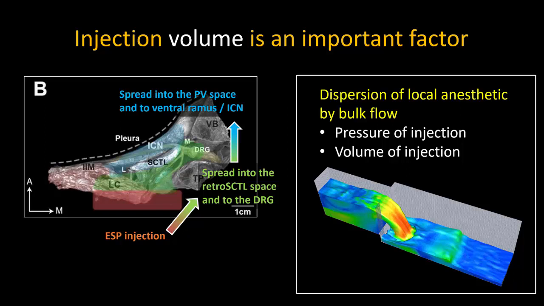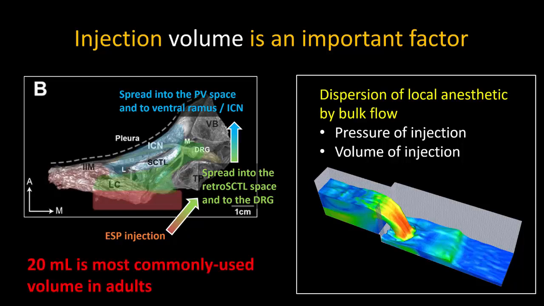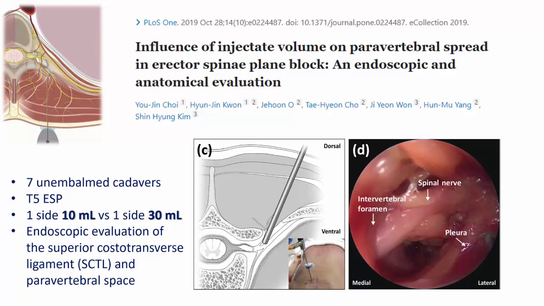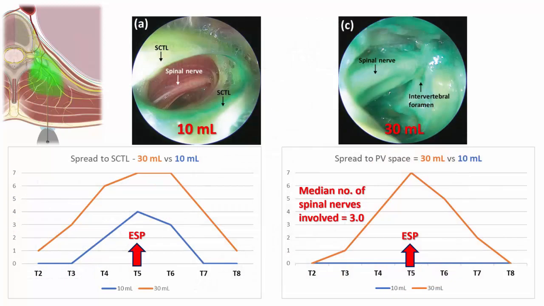How much volume? Well, in adults at least, 20 milliliters is the most commonly studied volume and thus has the largest evidence base going for it. 10 milliliters may be the lower limit of effective bolus volume as suggested by this cadaveric study using endoscopic evaluation. Their data described a probability distribution of the injectate spread which confirms its variable nature.